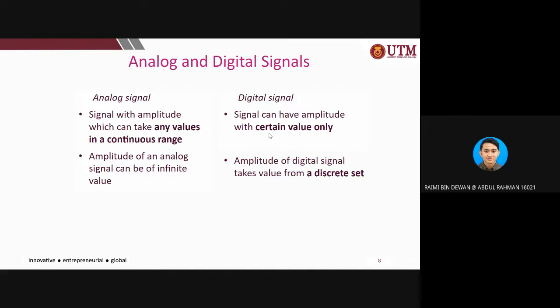So these are digital signals. We have certain values. Why? Because we sample it. For example, if the value is above 10 volt, it is regarded as 1, and lower than that it is regarded as 0. So we have only 1, 0, 1, 0. The amplitude of a digital signal takes values from a discrete set, such as 10 volt or 0 volt.